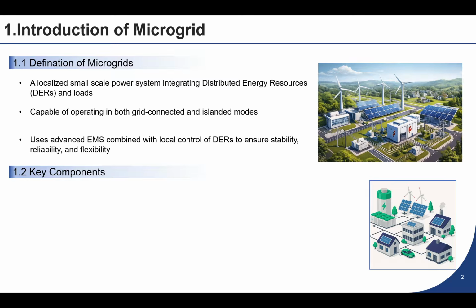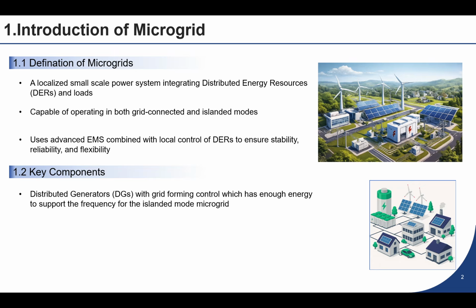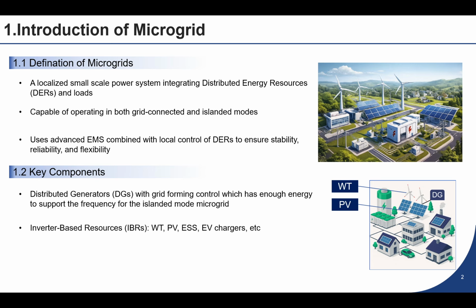Now let's look at the key components. First, we have distributed DG with grid-forming capacity. These units provide the necessary inertial support and maintain frequency during islanded operation. Next are the inverter-based resources, such as wind turbines, photovoltaics, energy storage systems, and EV chargers. These devices are highly controllable but also introduce fast dynamics and low inertia, which bring new operational challenges.